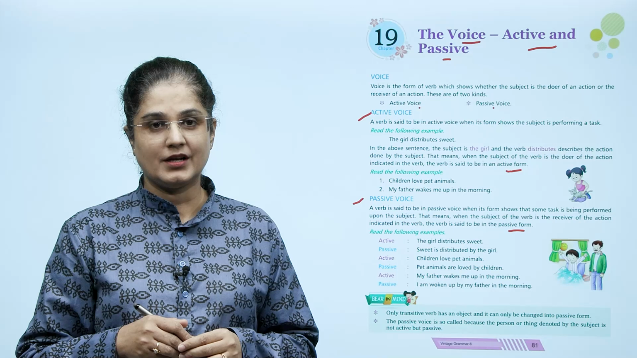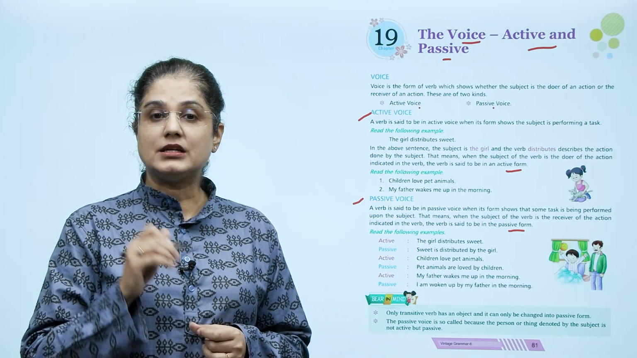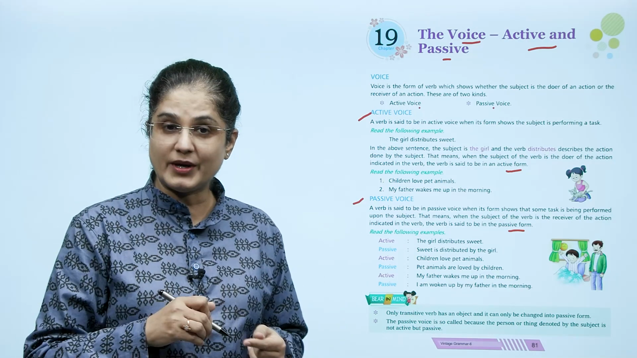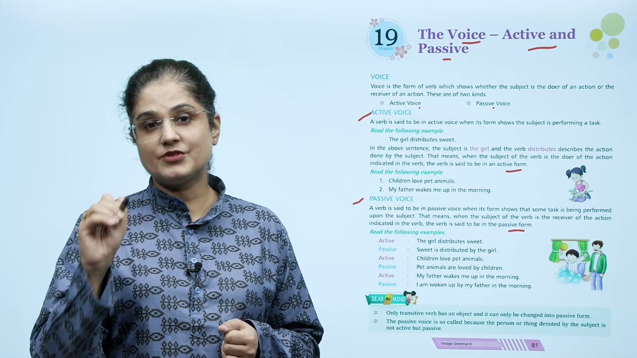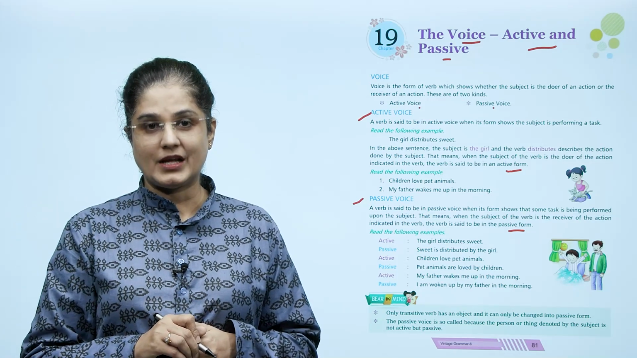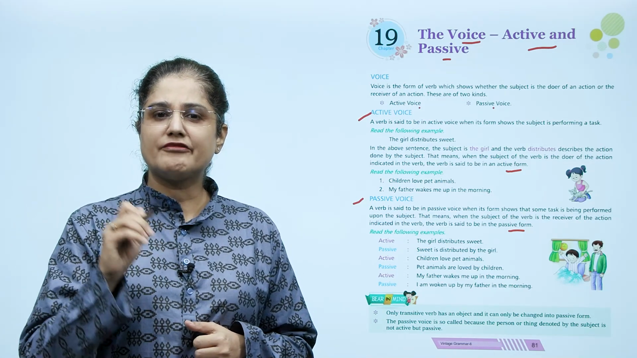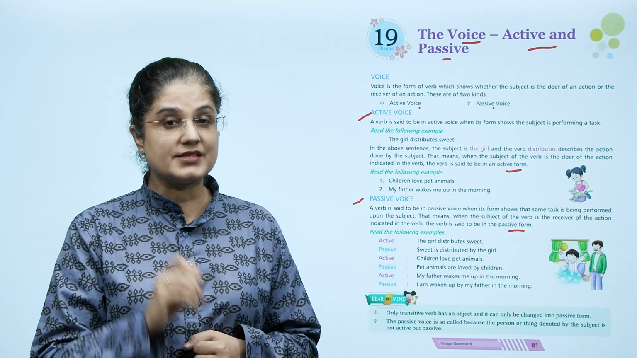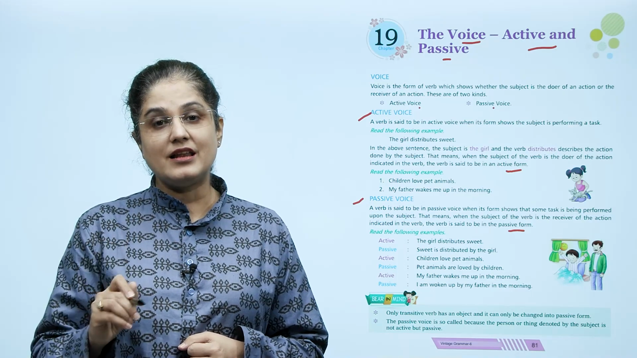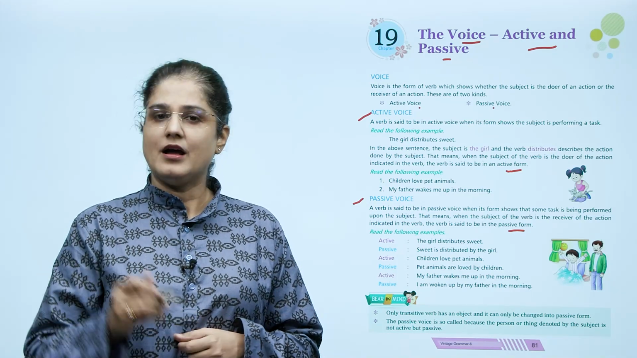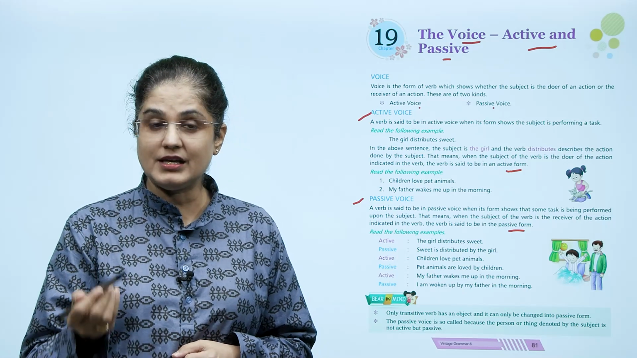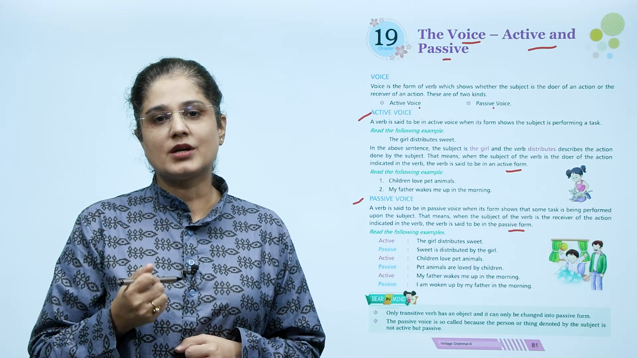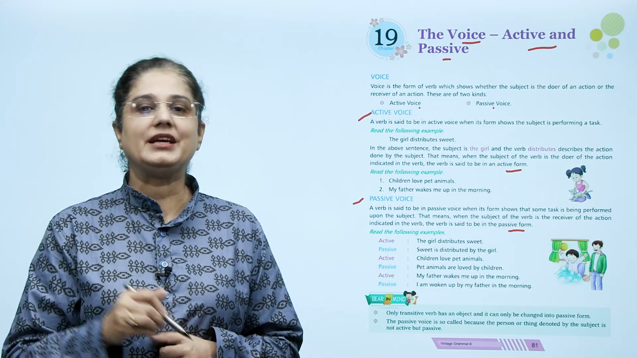Now, if we look at these examples, the difference between the active and the passive voice will become even more clear. For example, the girl distributes sweets. This is the active voice, and its passive voice is sweets is distributed by the girl. Similarly, children love pet animals is in active voice and its passive voice is pet animals are loved by children. My father wakes me up in the morning is the active voice and its passive voice is I am woken up by my father in the morning.